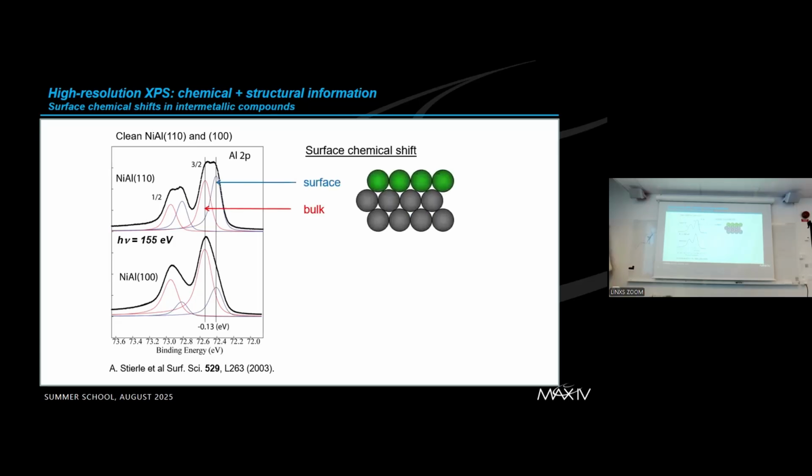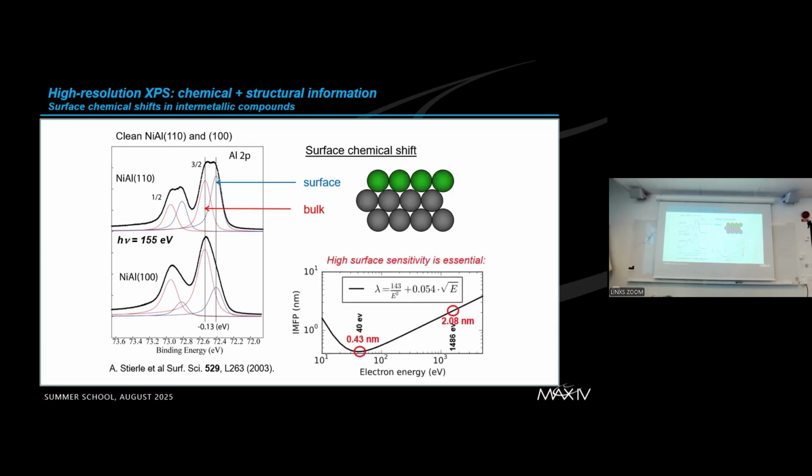And this is a typical surface chemical shift, which you may expect in these lines. So this peak, the blue peak, corresponds to the atoms lying on the very surface, and the red peak corresponds to the bulk atoms. Same here. And the surface sensitivity is extremely high in this case, because we are selecting the photon energy in such a way that our kinetic energy is the most surface sensitive.